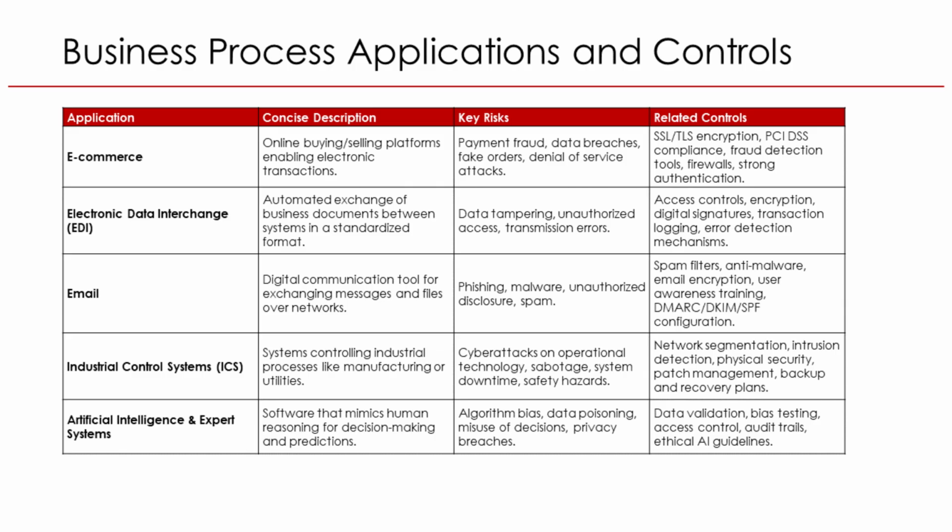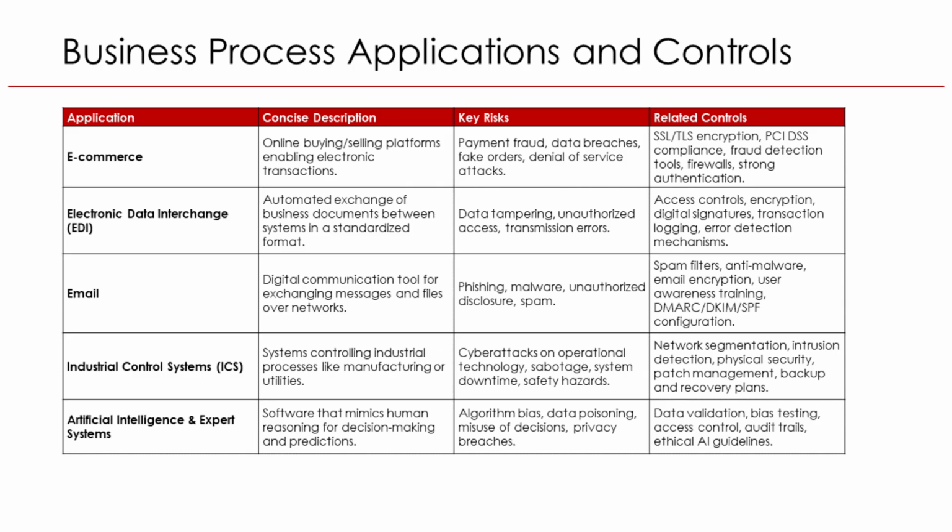Electronic Data Interchange (EDI) lets two companies, such as a supermarket and a supplier, send documents like orders and invoices automatically. Risks include someone changing the data or sending wrong files. To stay safe, they use encryption, access control, and record every transaction. Email systems are used by everyone, but they are also a common way for hackers to attack. People can receive phishing emails or malware. To prevent this, companies use spam filters, antivirus software, and train staff not to click strange links.